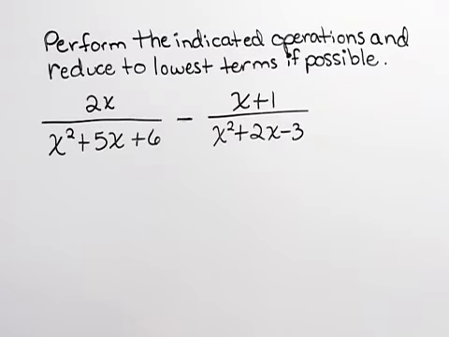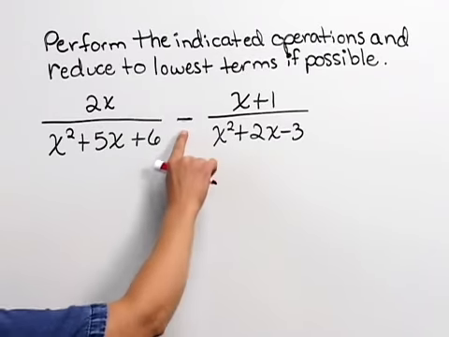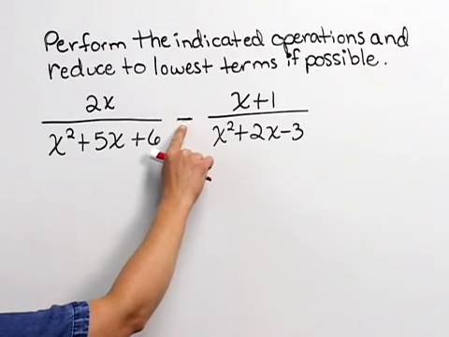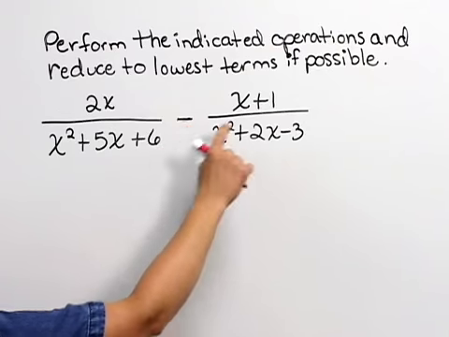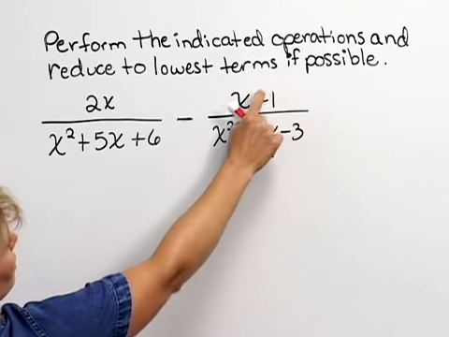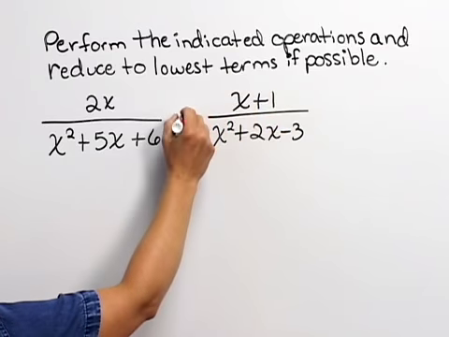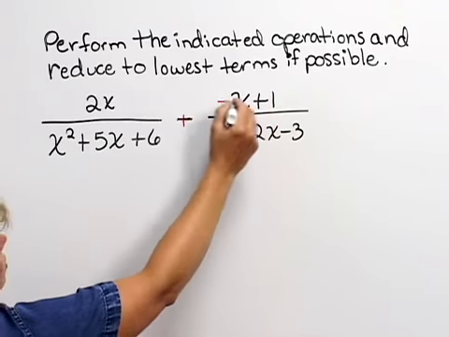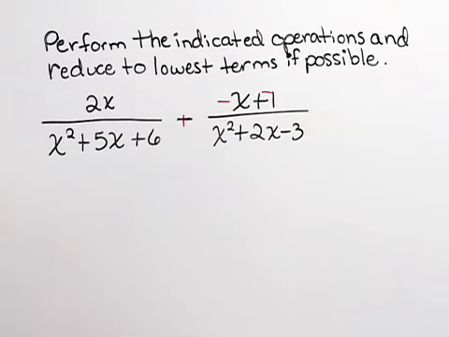For this particular problem, since it's a subtraction, let's use our definition of subtraction of adding the opposite. We change this to an addition and change the signs here to the opposite signs. So we'll go addition and change the signs all the way across the numerator of our second rational expression.